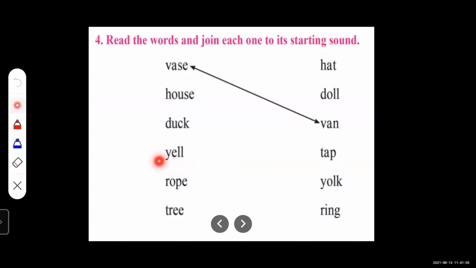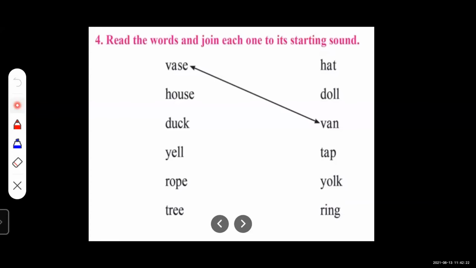Yell. Yolk. You can pronounce yolk. So yell and yolk. The starting sound is yeah. Because what are the instructions? Read the word and join each one to its starting sound.